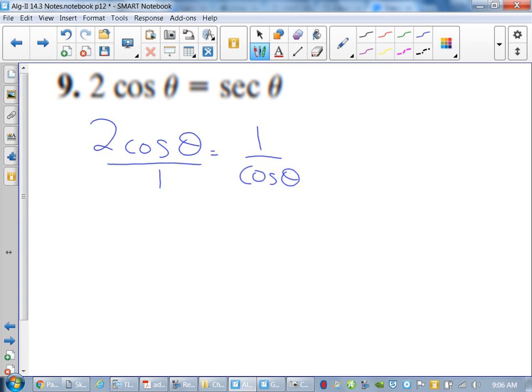How do I move that 1 over cosine to the other side? Multiply. If I multiply both sides by cosine, what do I get on the right-hand side? I get 1, right? On the other side, if I multiply by cosine, I get 2 cosine squared of a beautiful theta.